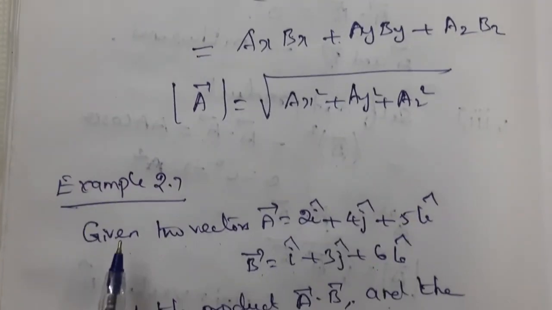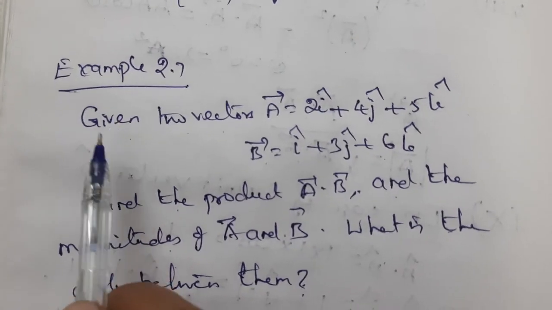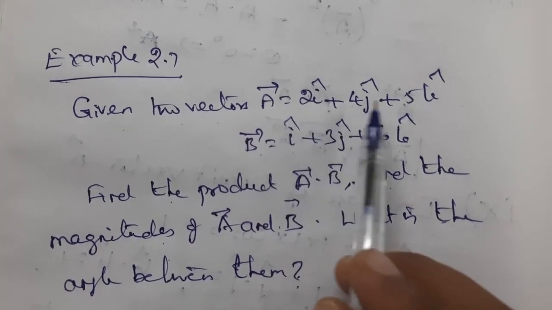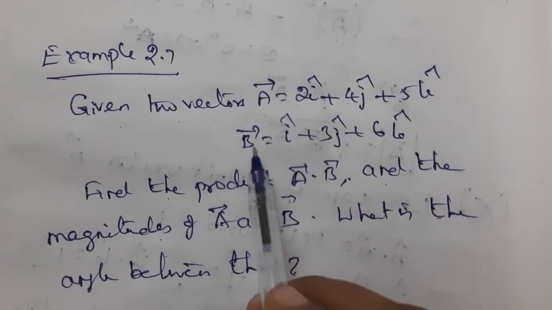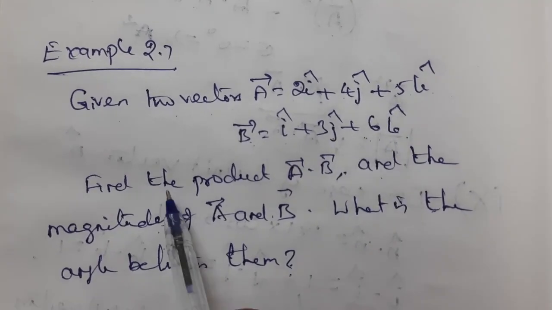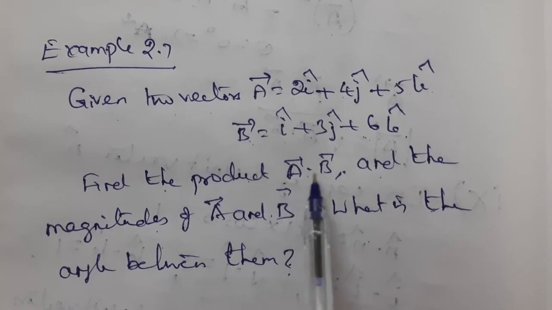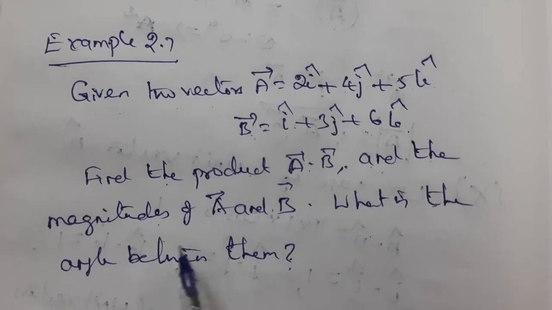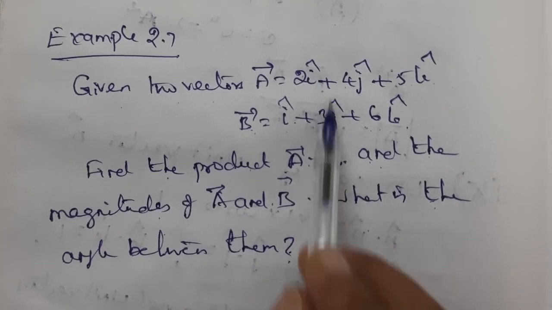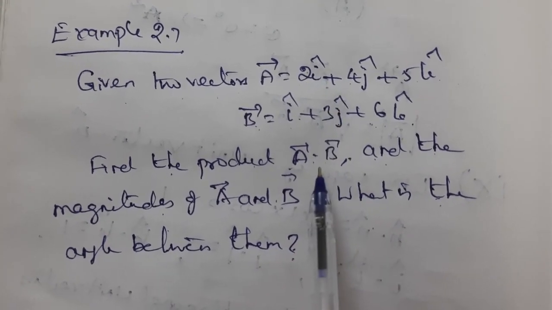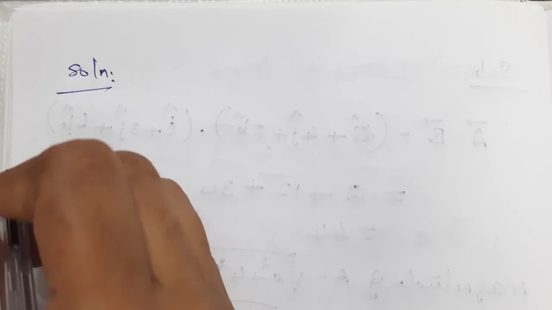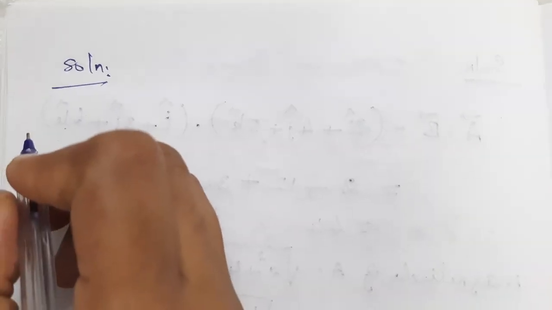Let's move on to example 2.7. Given two vectors, A vector equal to 2i cap plus 4j cap plus 5k cap, B vector equal to i cap plus 3j cap plus 6k cap. Find the product A dot B and the magnitudes of A and B. What is the angle between them? Two vectors are given. We should find A dot B, magnitudes of A and B, then the angle between them. Solution.